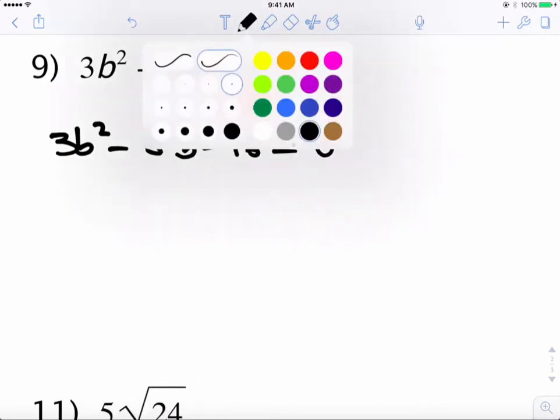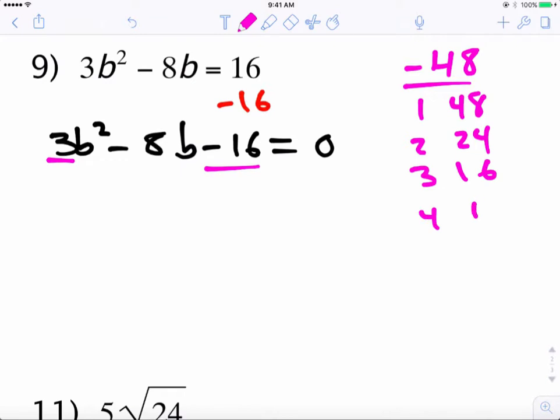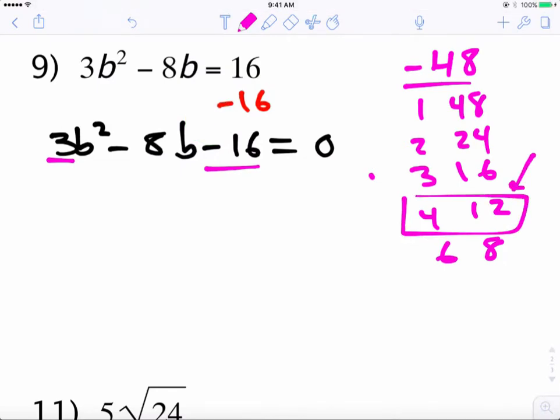So what we do here is, when we see that this leading coefficient is not 1, I'm going to multiply 3 by -16, that gives -48, and that's going to be a kind of special number. Its factor pairs are 1 and 48, 2 and 24, 3 and 16, 4 and 12, 6 and 8. And we're looking for a factor pair of -48, so one of these will be positive, one will be negative, who add to -8. So I'm thinking if we did a -12 and a positive 4.